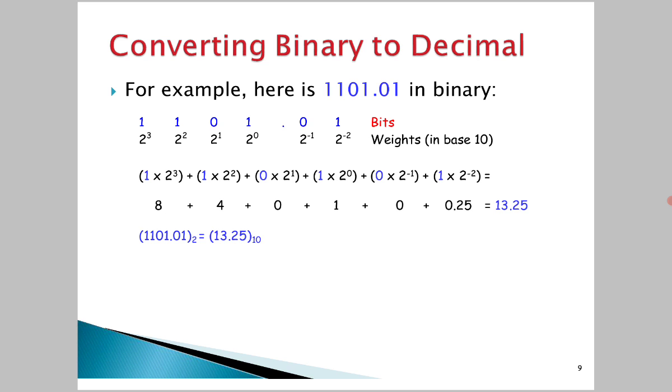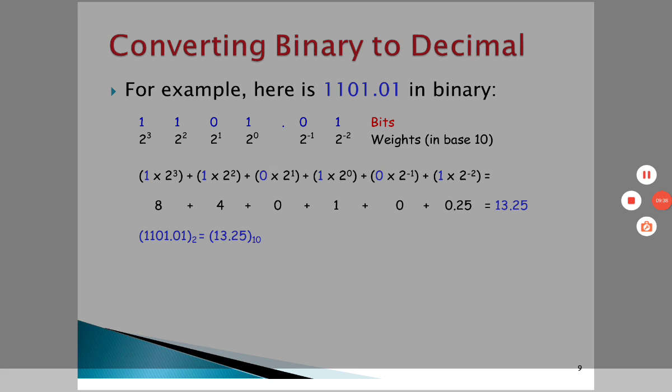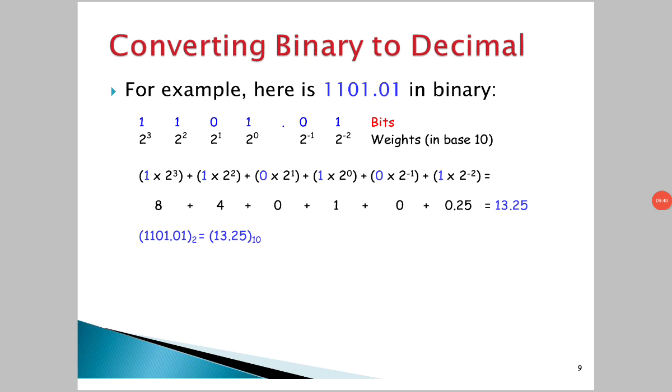Similarly, the other part is the decimal part. The decimal part is the number after the decimal point, that is 0 and 1. Here 0 into 2 power minus 1, we are taking negative powers for the decimal part, plus 1 into 2 power minus 2. So this is the conversion process from binary to decimal.